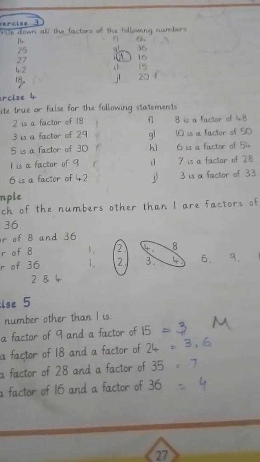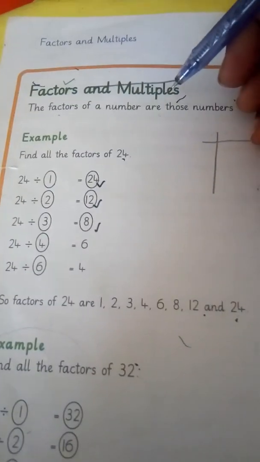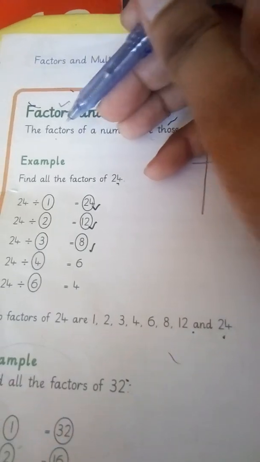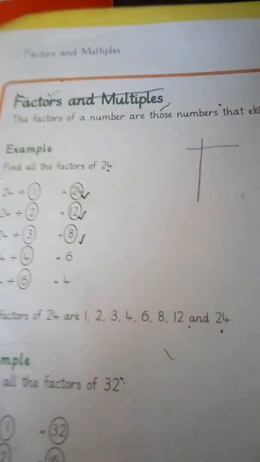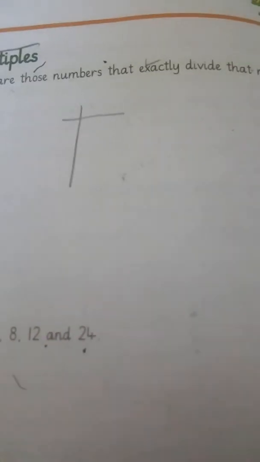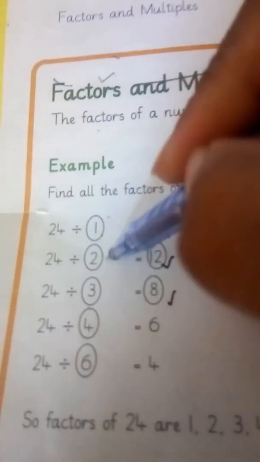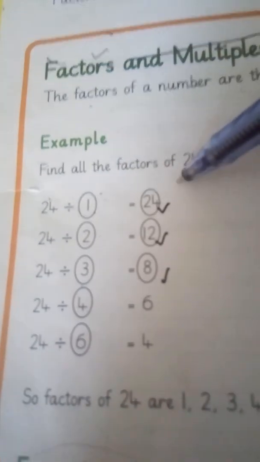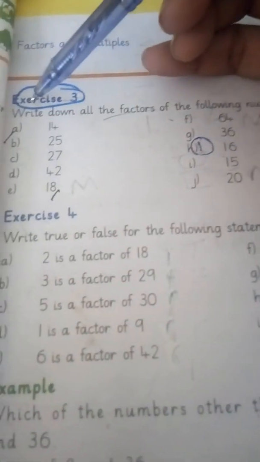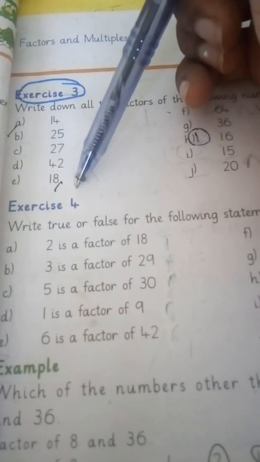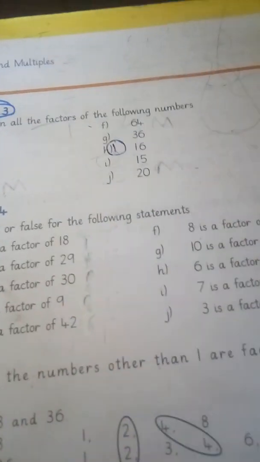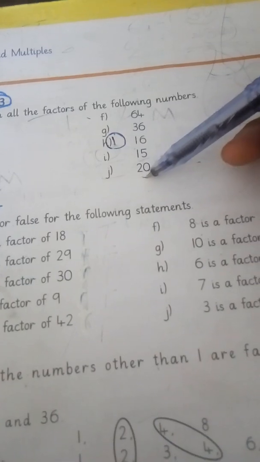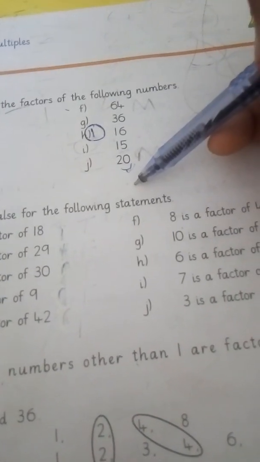Students, as you know, we have started our unit factors and multiples. As you know, the factors of a number are those numbers that exactly divide that given number. Means the numbers which divide the given number exactly are called its factors. We have started our exercise 3 from A to E. This was done, and F to J you have to do.